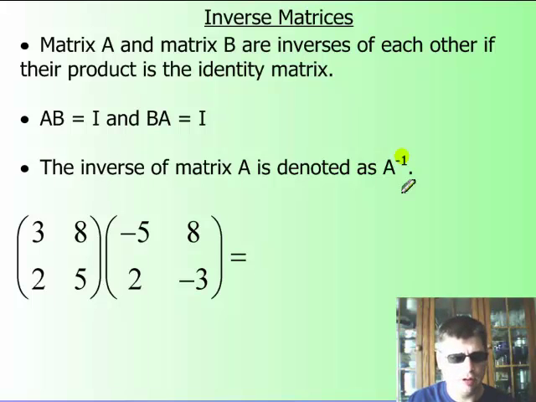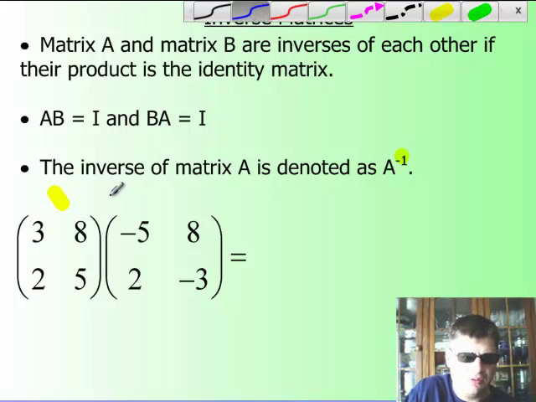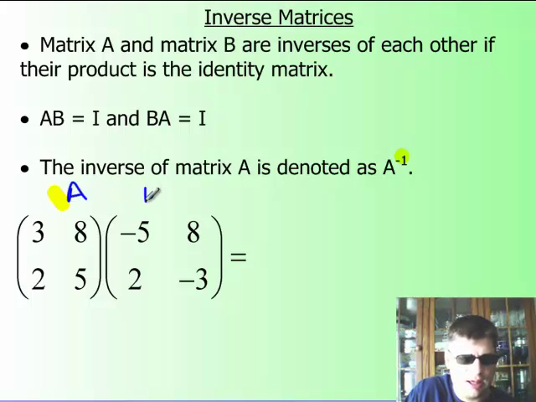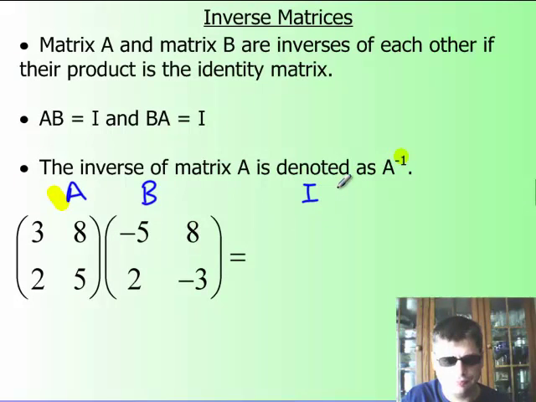So I have two matrices. We'll call the first one matrix A, so this is A and this one's B. So hopefully if we do this right, we will get matrix I. So let's start off. 3 times negative 5 gives us negative 15, and 8 times 2 is 16. 2 times negative 5, negative 10, and 5 times 2 is positive 10.